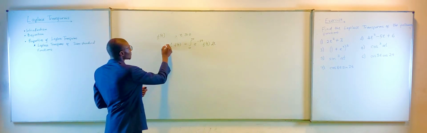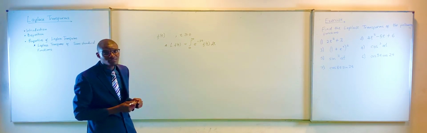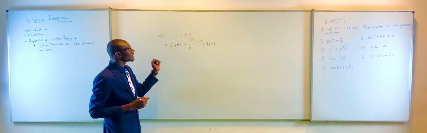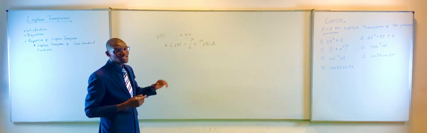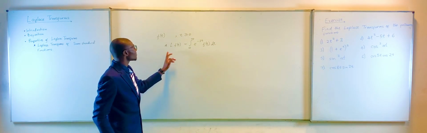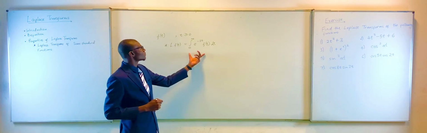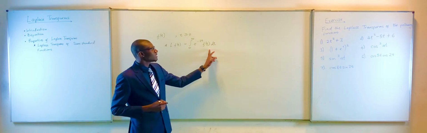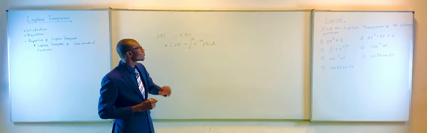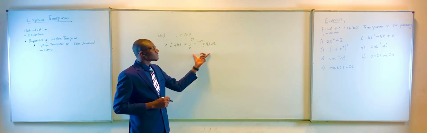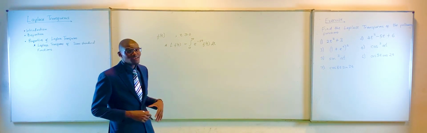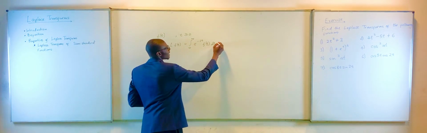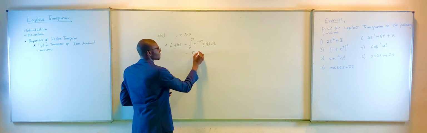So this is what we call the definition of a Laplace transform. We're saying if f of t is a function defined for all values of t greater than or equal to 0, the Laplace transform of f of t would be equal to the integral of e to the power minus st f of t dt from 0 to infinity. If the integral on the right hand side exists, this will be a function of s, and usually it is written as F of s.